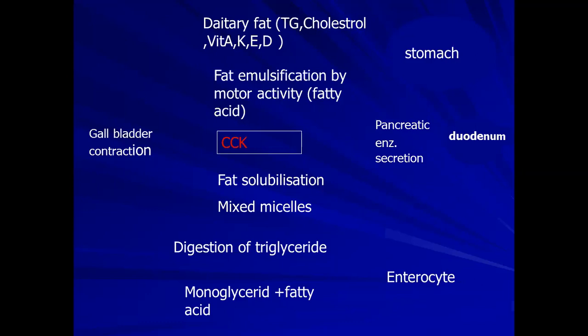to the duodenum, and the action of the cholecystokinin. It will first help in the gallbladder contraction for the secretion of the bile, and second, it stimulates the pancreatic enzyme and its activation in the form of lipase and colipase. And there will be, as you remember, the micelle formation and the fat solubilization, and this will be transferred to the terminal ileum, where it will be absorbed in the form of monoglyceride and fatty acid.